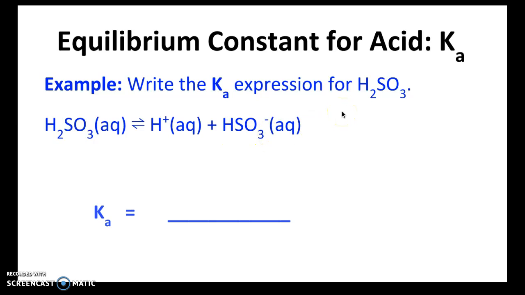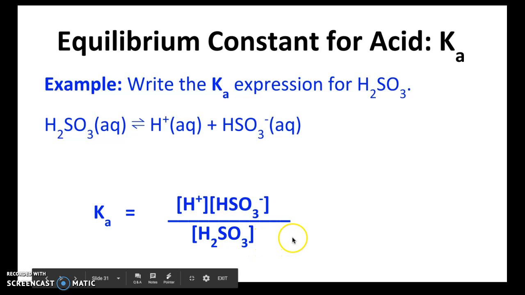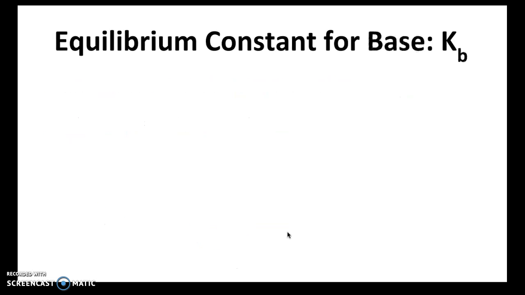All right, so what does the Ka look like? In this case, you know the reactant's aqueous, so we are going to include it in our K. And it's always concentration of products over reactants. So here we have concentration of H plus times concentration of HSO3 minus. That's our products. And then over our reactants, concentration of H2SO3. And again, the reason why we include the reactant here is because it's aqueous, whereas for KSP, the reactants are solid, so we don't include them.